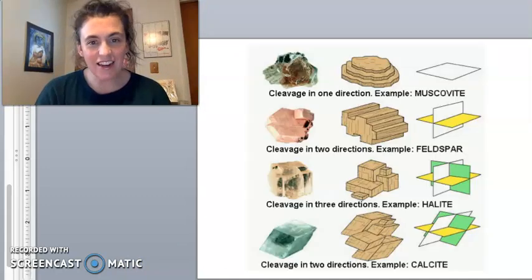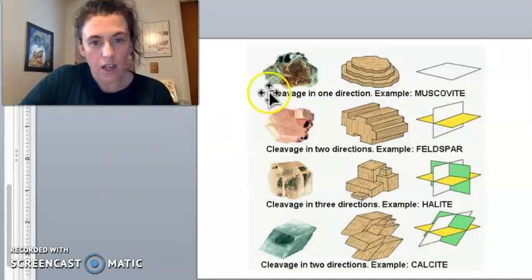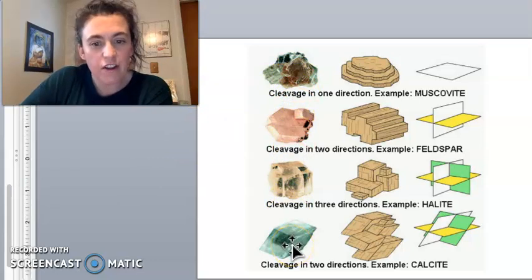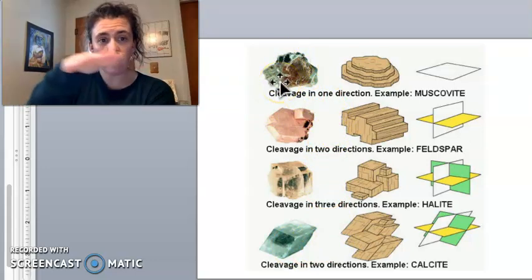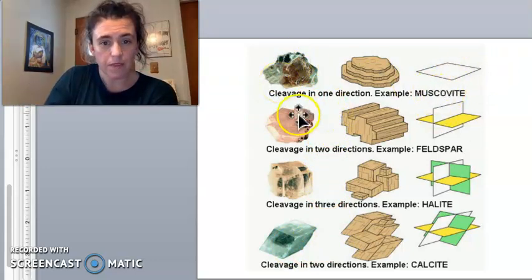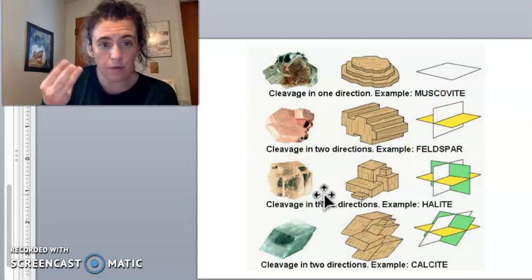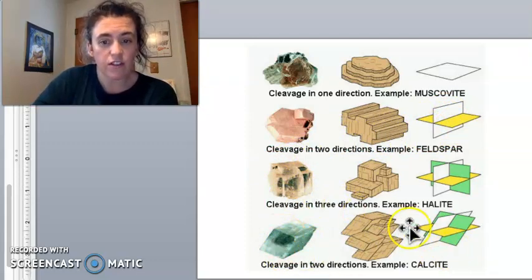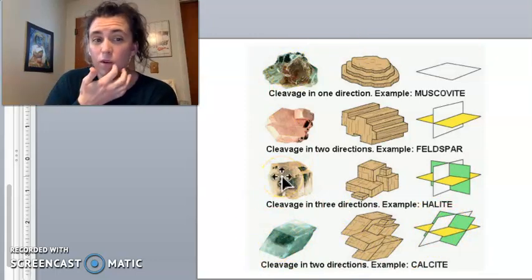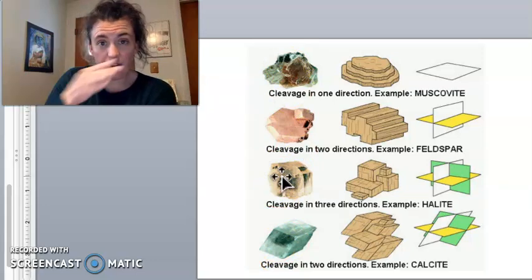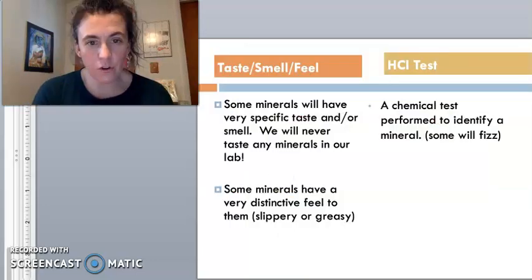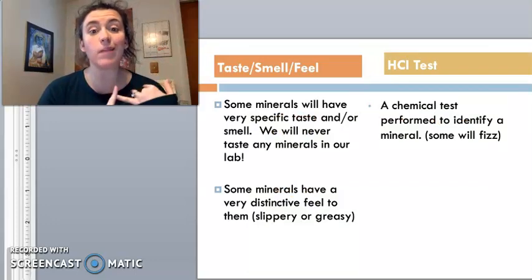Okay, this little diagram here shows you 4 different samples that are cleaved in multiple directions. This one is cleaved on one flat surface, like a muscovite here. This one is cleaved on 2 surfaces, or 2 planes. This one is cleaved in 3 planes. And this one here also in 2 planes. This just gives you an example of how you can have more than one, or even just one, cleavage surface.